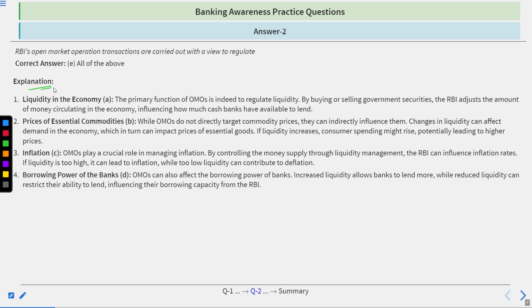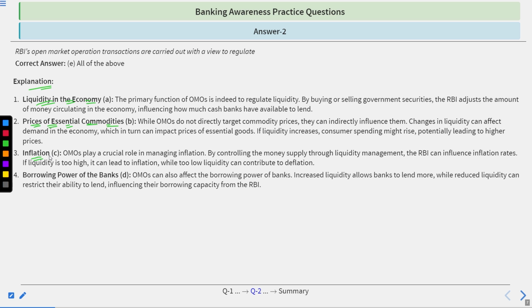Go by the explanation. Liquidity in the economy: the primary function of open market operation is indeed to regulate liquidity. By buying or selling government securities, the RBI adjusts the amount of money circulating in the economy, influencing how much cash banks have available to lend. Prices of essential commodities: while OMOs do not directly target commodity prices, they could indirectly influence them. Changes in liquidity could affect demand in the economy, which in turn could impact prices of essential goods. If liquidity increases, consumer spending might rise, potentially leading to higher prices.